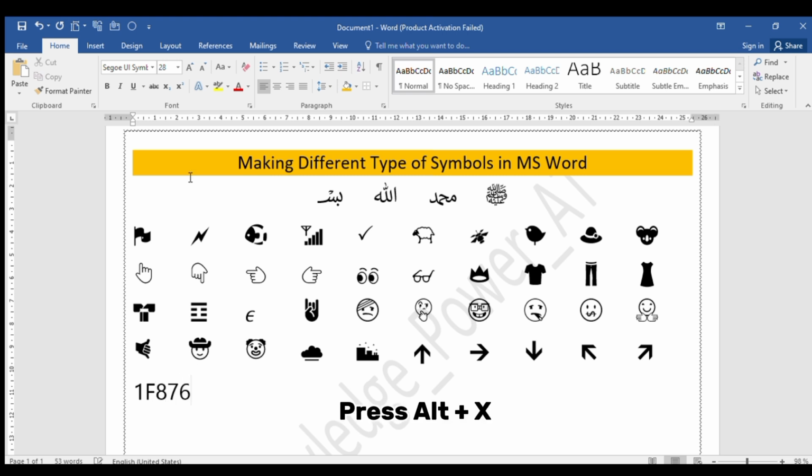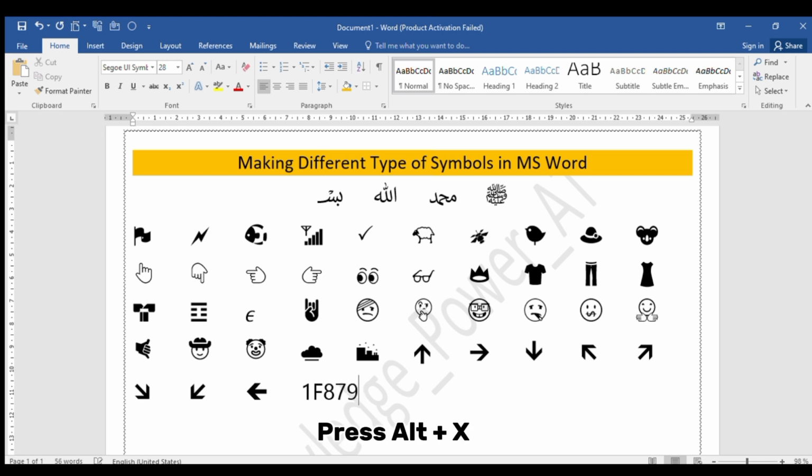1F876, press Alt plus X. 1F877. 1F878. 1F879. 1F923. 1F924. 1F925.